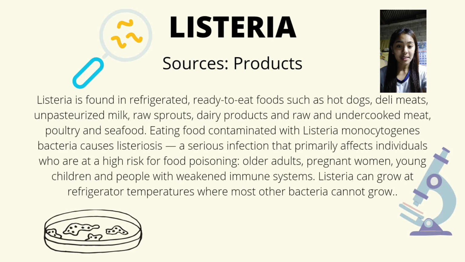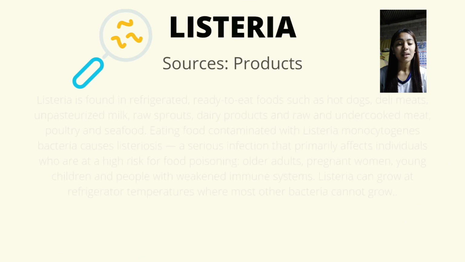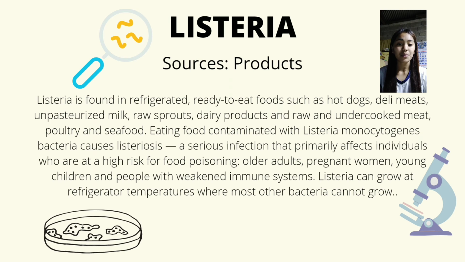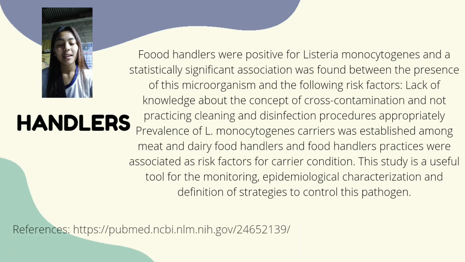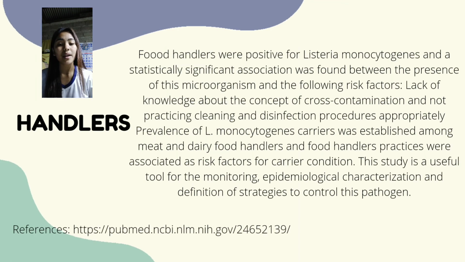The last microorganism is the Listeria. The first source of Listeria is the products. Listeria is found in refrigerated, ready-to-eat foods such as hot dogs, deli meat, and pasteurized milk, raw sprouts, dairy products, and raw and undercooked meat. The second source of Listeria is the handlers. Food handlers were positive for Listeria monocytogenes, and a statistically significant association was found between the presence of these microorganisms and the following risk factors.